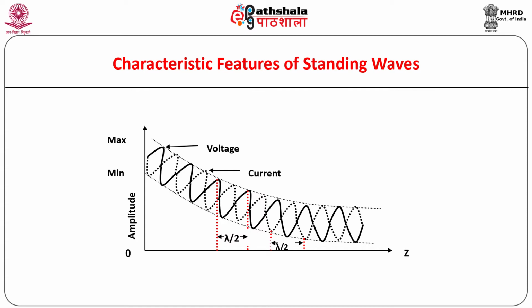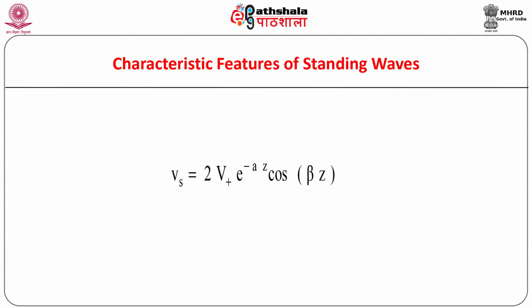Note the phase difference between the current and voltage at a point, and also the separation of two successive maxima and minima along the line. When amplitudes of the incident and reflected wave along the transmission line have equal magnitude, the magnitude of the reflection coefficient is unity. The standing wave pattern has a zero phase. The pattern is called a pure standing wave and is given by the expression as shown.